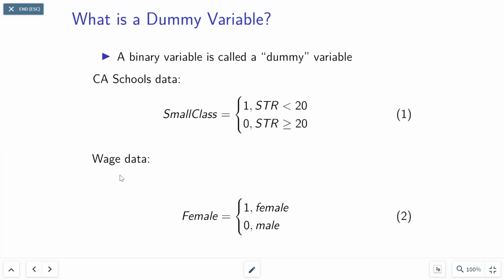In the wage example, if we want to explore whether gender plays a role in explaining the variation of wages, then we could create a gender dummy. In this case, we let the female dummy equal 1 if the gender of the worker is female. If the gender of the worker is male, then the female dummy is equal to 0.